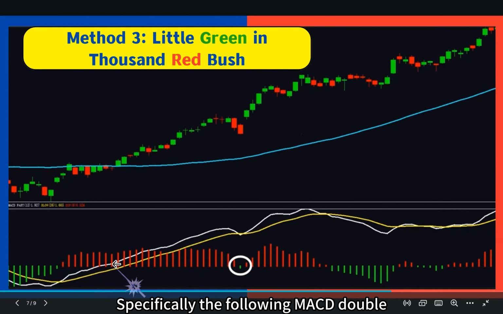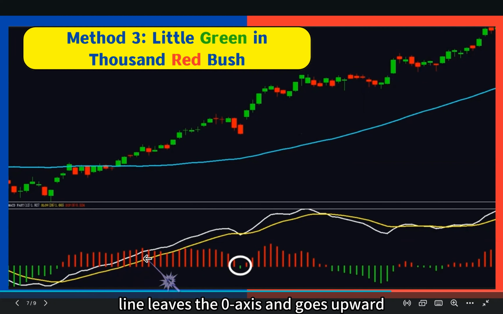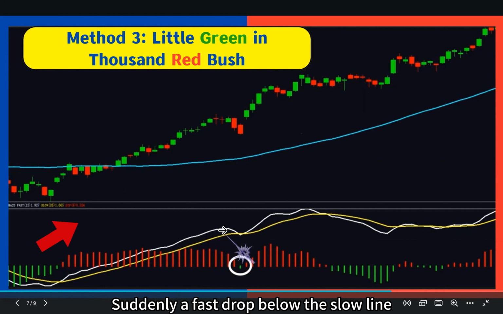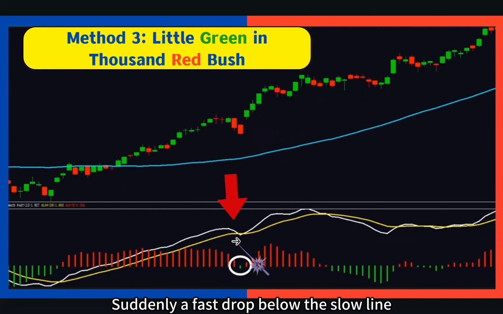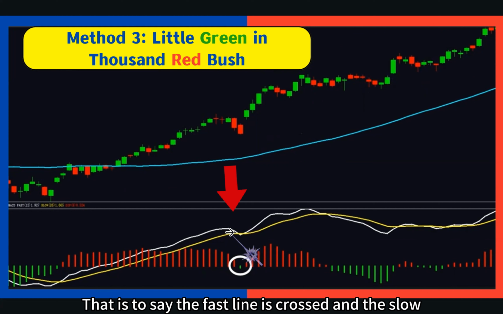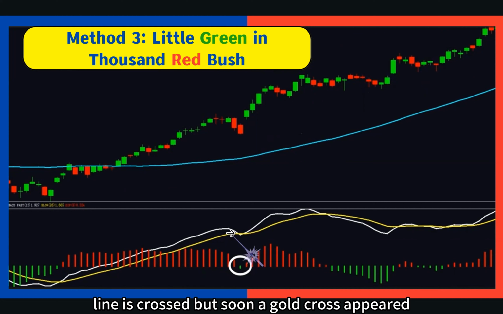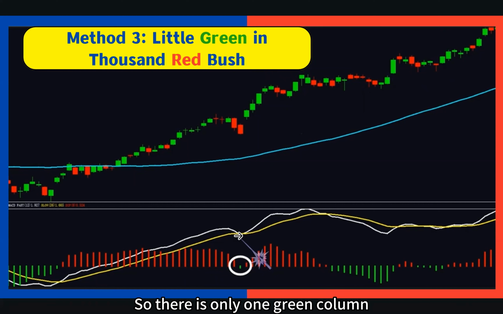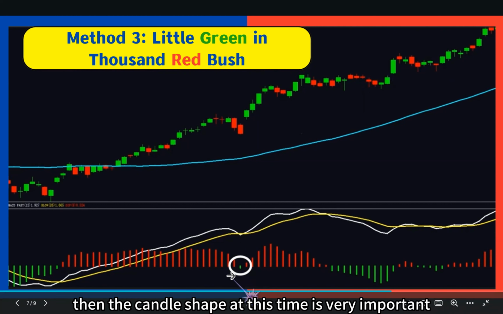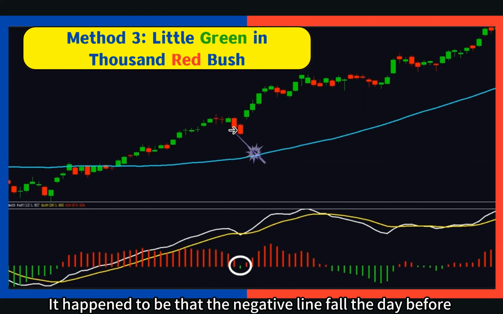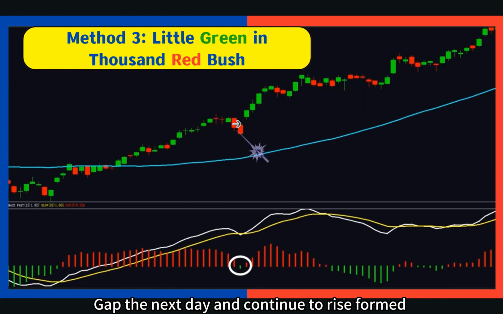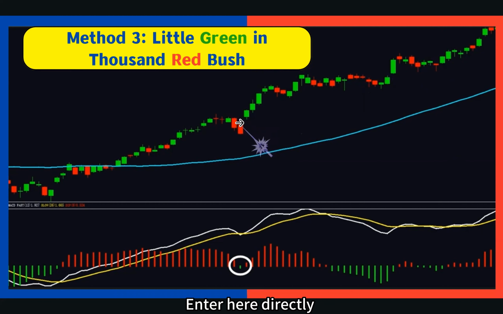Specifically, the MACD double line leaves the zero axis and goes upward. Suddenly, the fast line drops below the slow line. That is to say, the fast line crosses down through the slow line, but soon a gold cross appears, so there is only one green column. Then the candle shape at this time is very important. It happened to be a negative line for the day before. The next day gaps up and continues to rise from a breakout line. Enter here directly, followed by a very good rise.